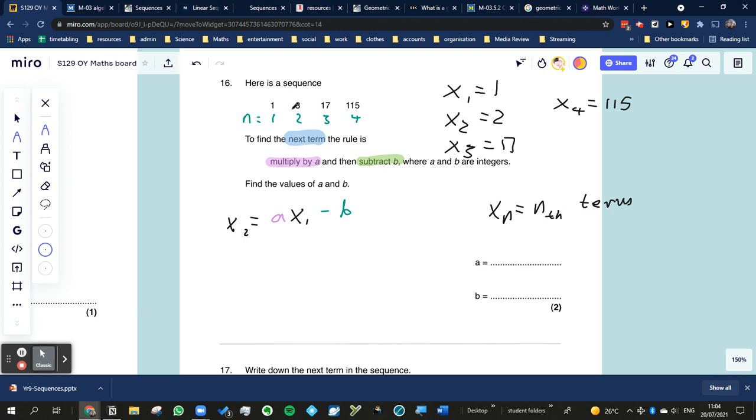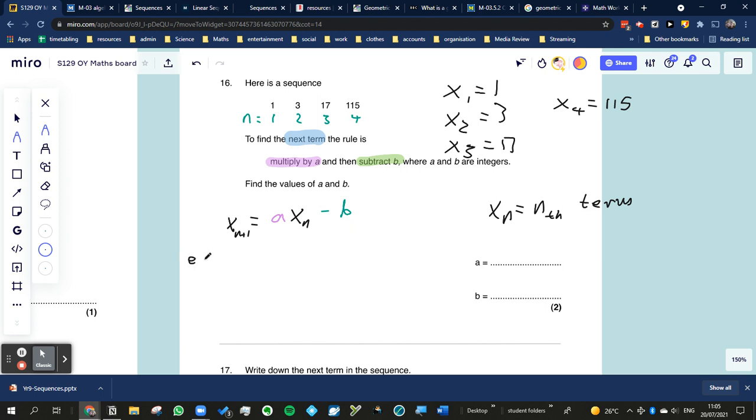The second term you can see is, oh wait a second, I'm mixing up the two rows of numbers. So the second term was 3, the third term was 17, and the fourth term was 115. A more general formula would be to say that xn plus 1 is equal to a multiplied by xn minus b. In other words, the next term, which we can say is xn plus 1, is equal to a multiplied by the current term minus this b.